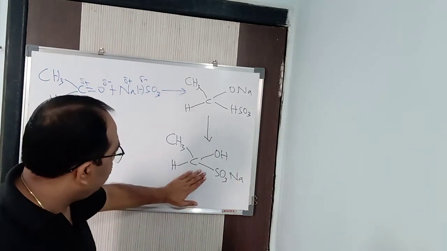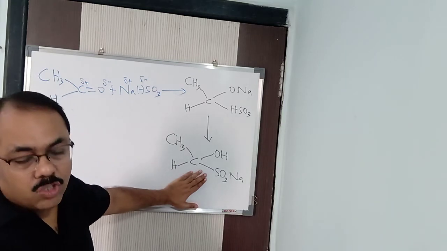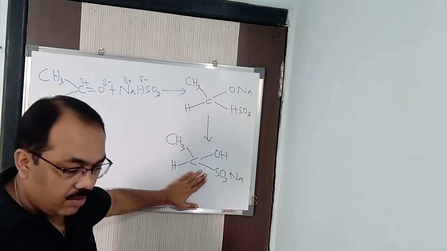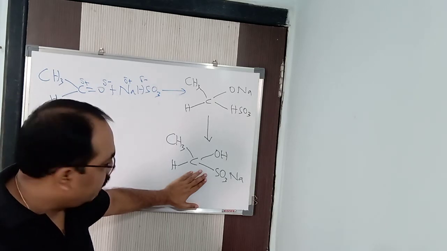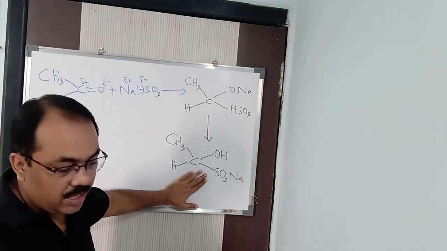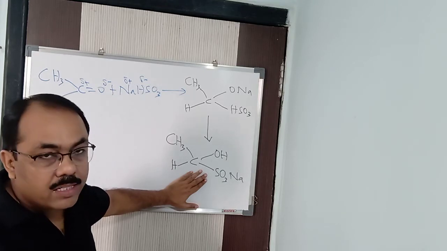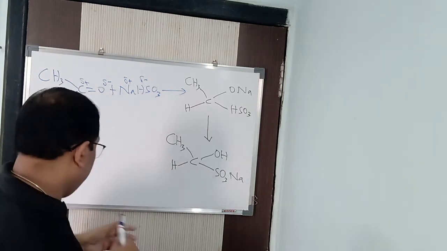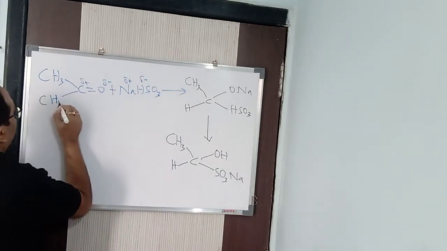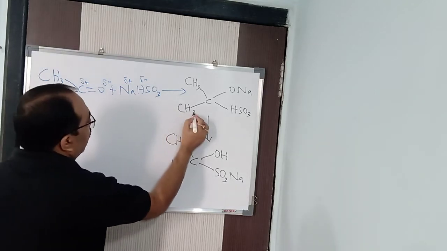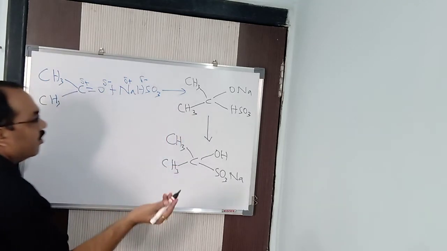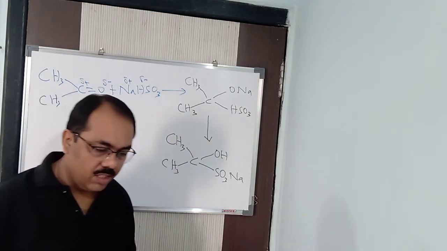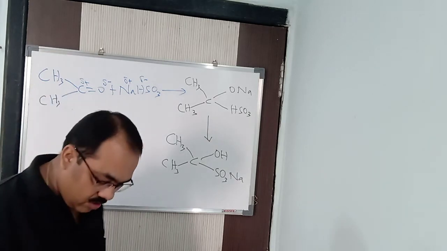Now what is the name of this compound? This is acetaldehyde sodium bisulfite, not bisulfate, bisulfite. Next, this reaction can also take place with acetone. Here a CH3 group will be there, so I just have to put CH3 here. Same thing. This is acetone sodium bisulfite. So this is the first reaction you understood.